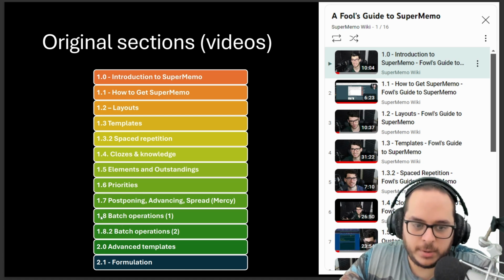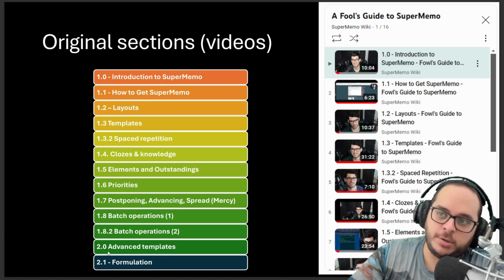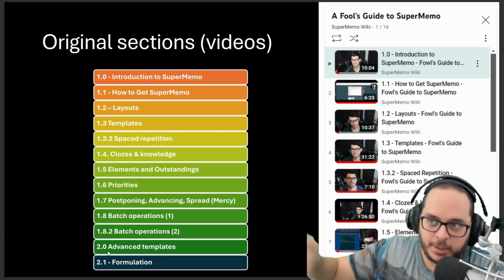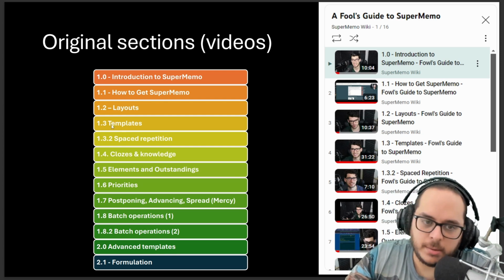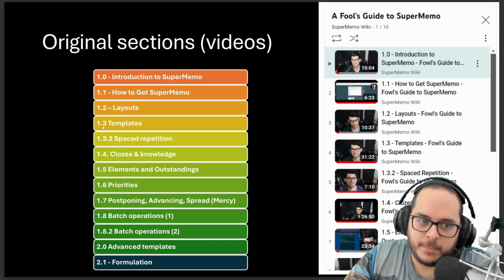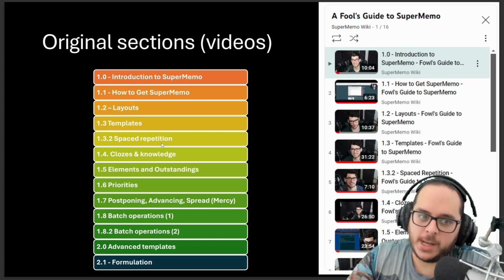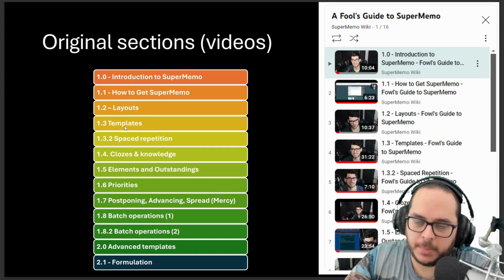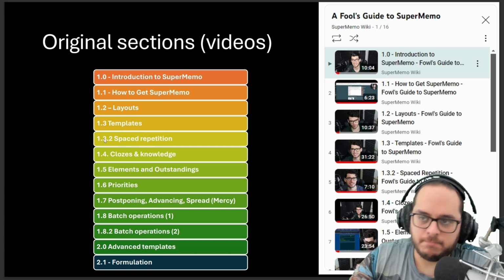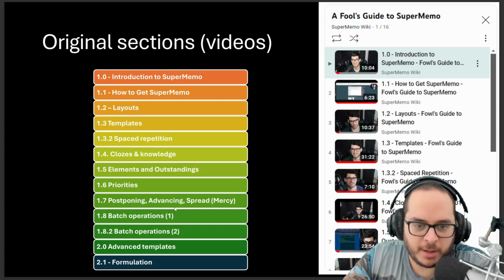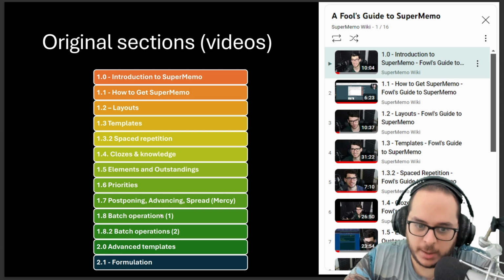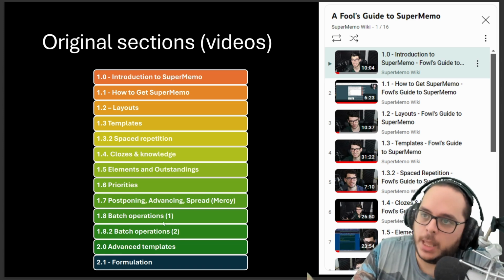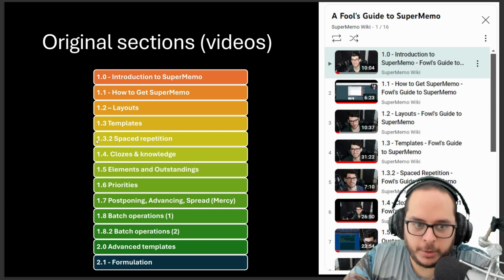There are some that are out because they are not taken into consideration in this reaction course. I already did them apart. For instance, you have templates 1.3, and why is 1.3.2 spaced repetition? Why is it like a subdivision of templates and not 1.4? Why are postponing, advancing, and spread, which are batch operations, not in batch operations when he already has two? I don't know. Why is there no 1.3.1?